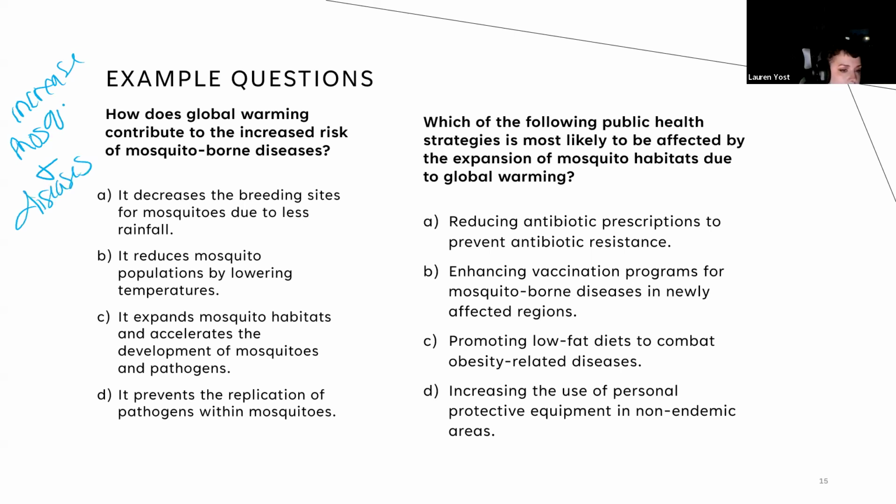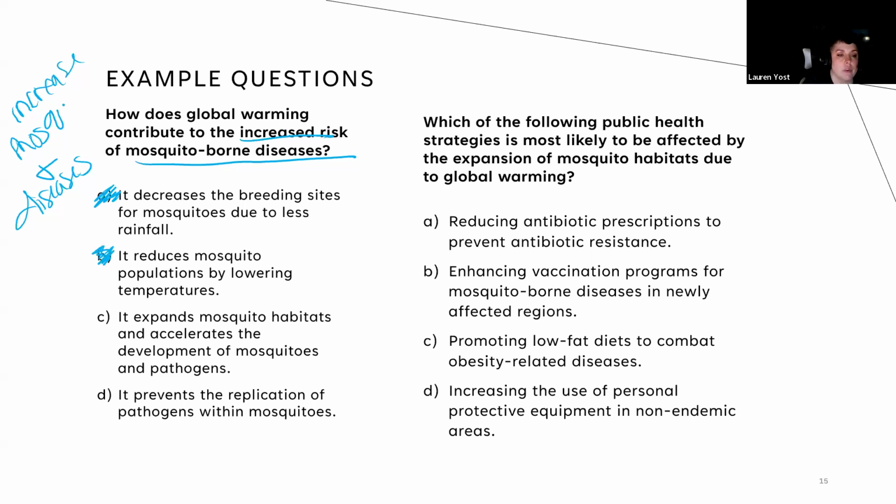All right, so what are our choices? Does it decrease the breeding sites for mosquitoes due to less rainfall? Well, no. We're talking about an increased risk of mosquito-borne diseases. So if you were decreasing the breeding sites, you'd have decreasing mosquitoes. That's not what we're talking about. Is it reducing mosquito population? It's not reducing, it's increasing.